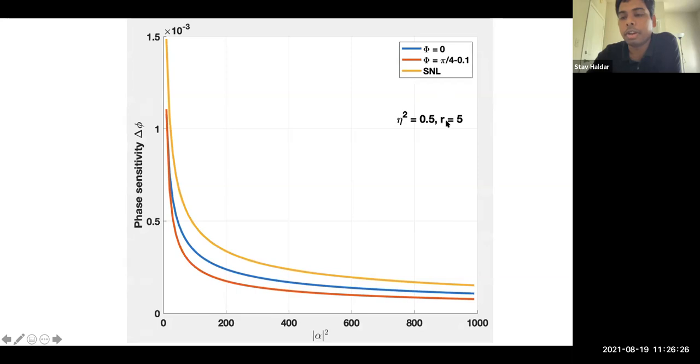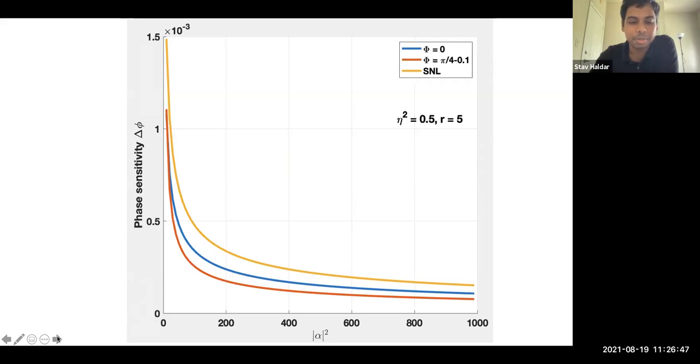So eta square is 0.5, r is equal to 5. On the y-axis, you have the phase sensitivity. On the x-axis, you have the average number of photons that you give as the input. You see the yellow line is the shot noise limit. So every time you are below this, you are beating it.